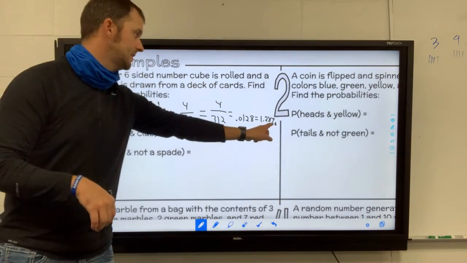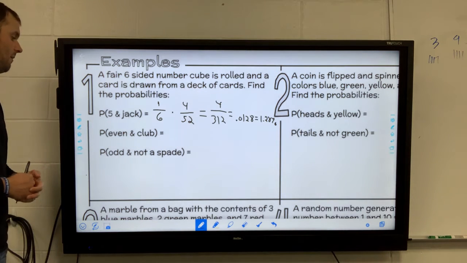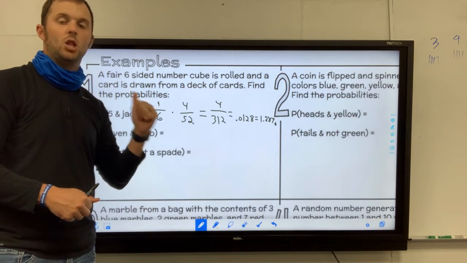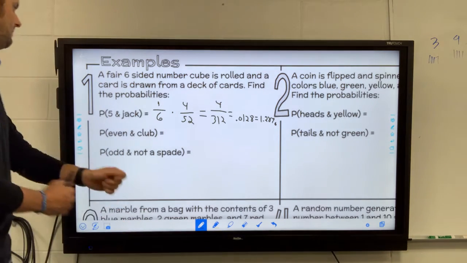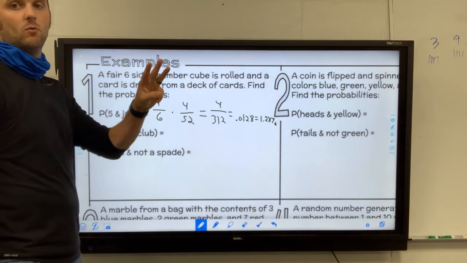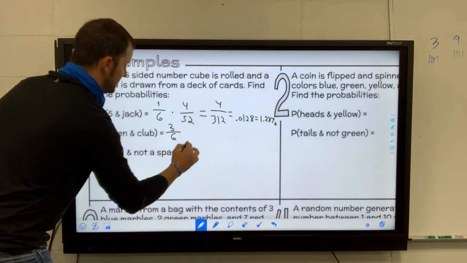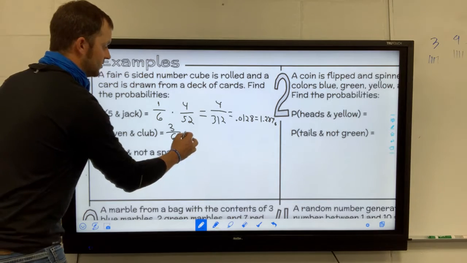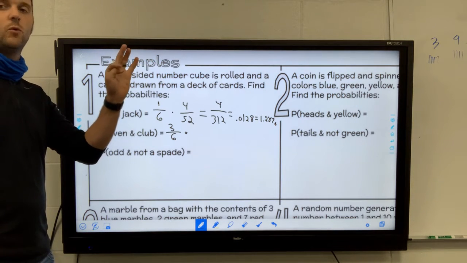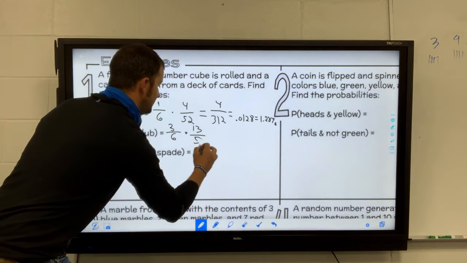Very, very low chance that you end up getting a 5 and a jack at the same time, okay? So let's look at the next one. The probability of getting an even number and a club, okay? That means a club inside your cards here. An even means the numbers 2, 4, and 6 are gonna be your numbers on that die. So there's 3 even numbers and 6 total options. And then we gotta think, there's 4 different suits in a deck of cards, right? So one of those suits, 1/4 of 52, is gonna be 13. So there's gonna be 13 clubs in a deck of 52 cards.